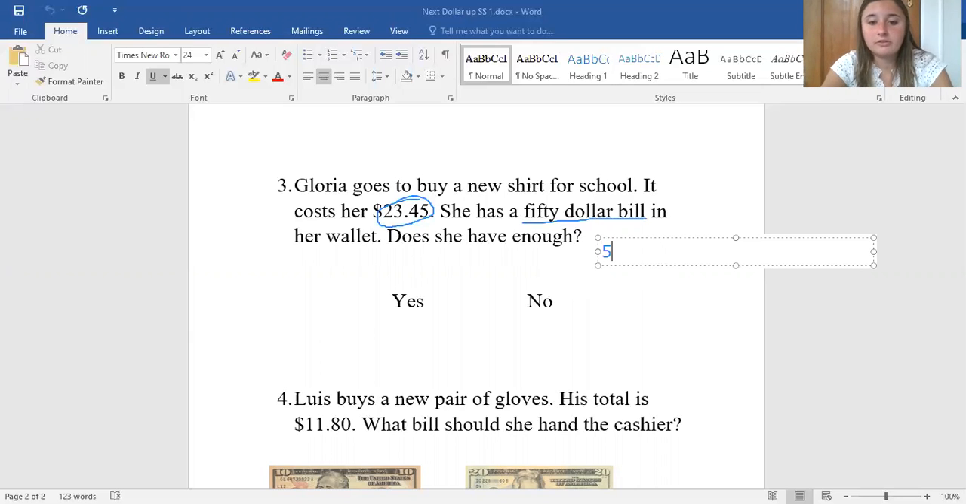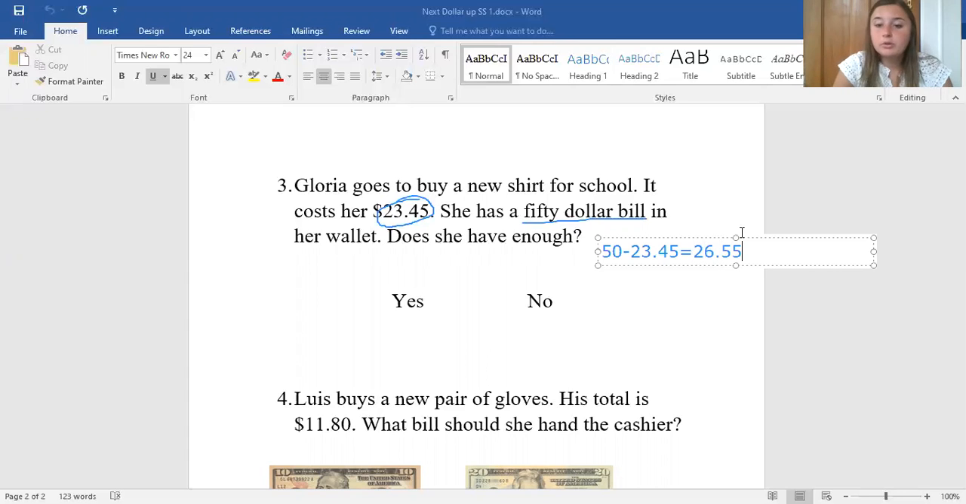So we start with 50. So that's what we have. And we subtract 23.45. Now I'm going to grab my calculator so I can model using a calculator. So you can use a calculator on a phone. You can use a calculator that you have around the house. So I'm going to take $50. I'm going to hit the minus sign. And then I'm going to subtract 23.45.